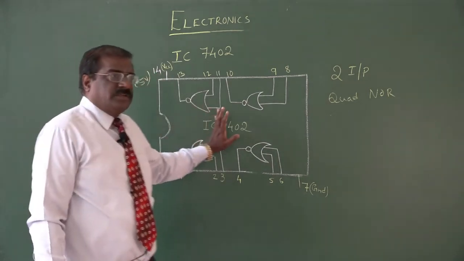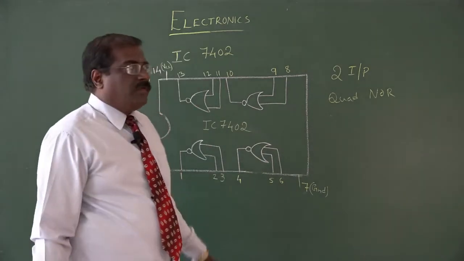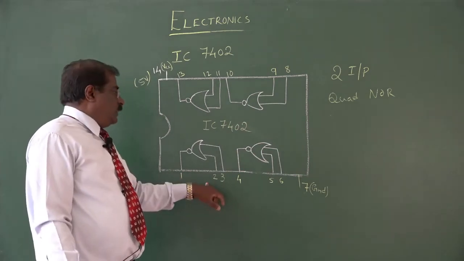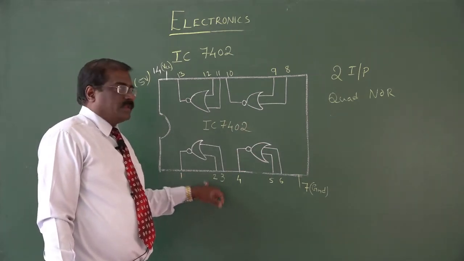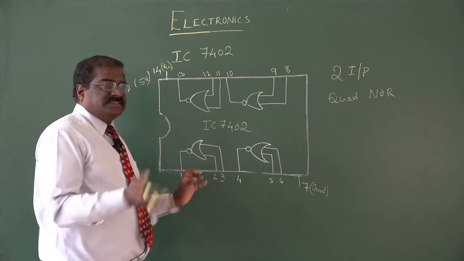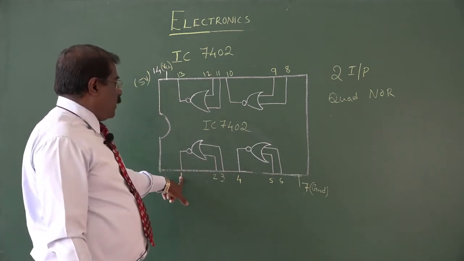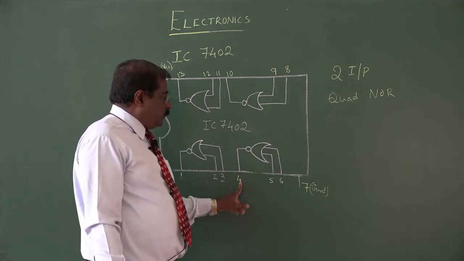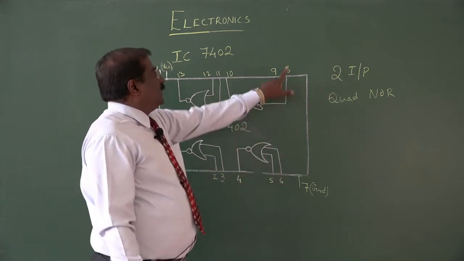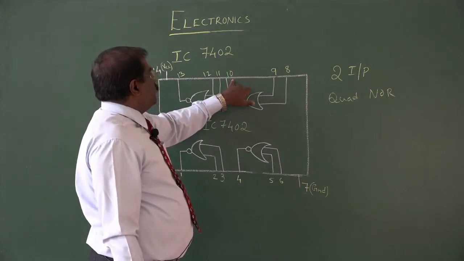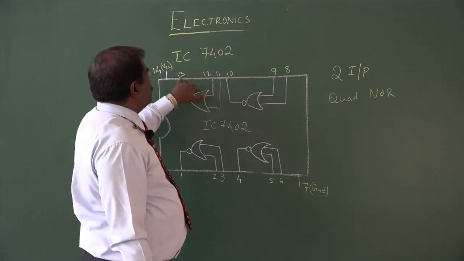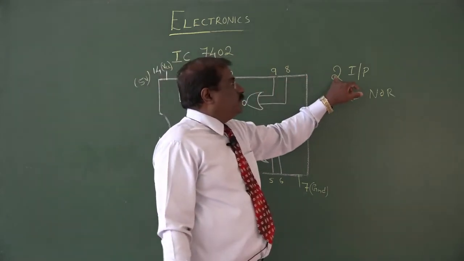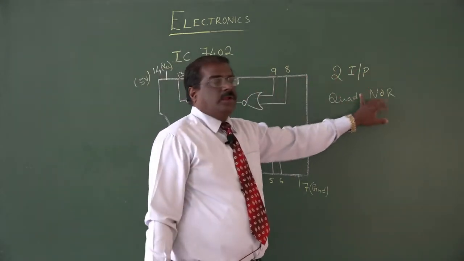So what is happening here is just the opposite of the NAND gate. In the case of a NAND gate, pin number 1, 2 represent the input, 3 will be the output. Just opposite to this one, 1 is output, 2, 3 is input. In the same way 4 is output, 5, 6 is input, 8, 9 input, 10 output, 11, 12 input, 13 will be output. Hence we call IC7402 a 2 input quad NOR gate.